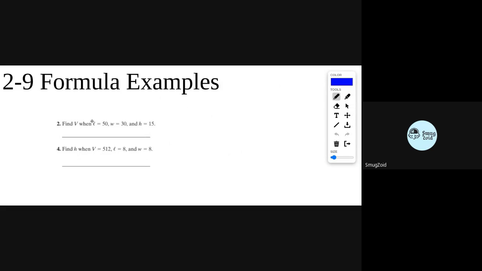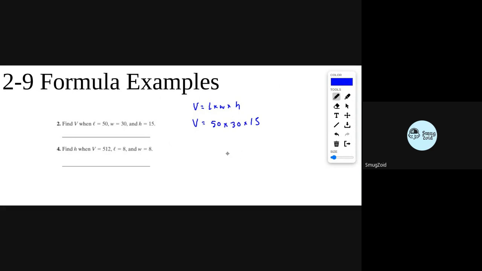It says find V when length equals 50, W equals 30, and H equals 15. So the formula for volume is V equals length times width times height, okay? So in doing this, you just lay it out where you put the numbers under the letter. So for L is 50, you put 50. If your width is 30, you put 30. If my height is 15, then I'm just going to put 15. And I am just going to do it on my calculator. I suppose you do the same.